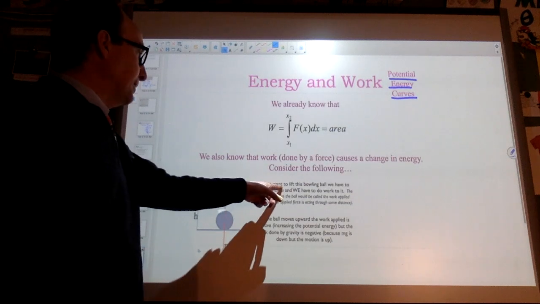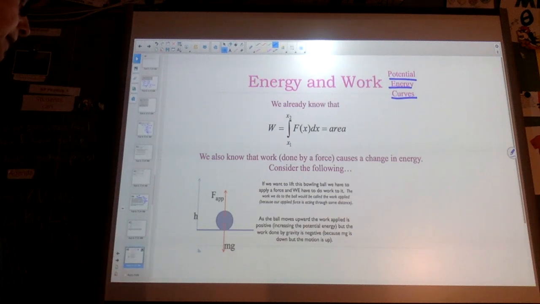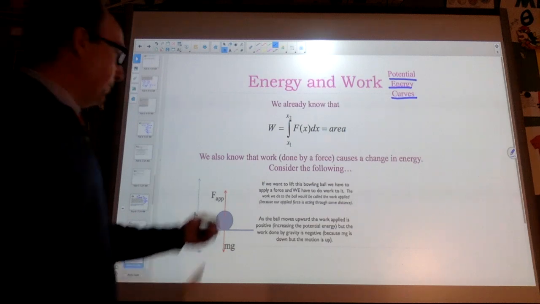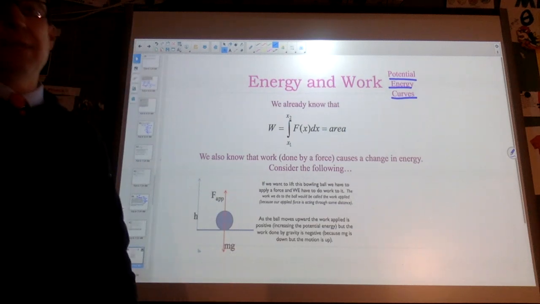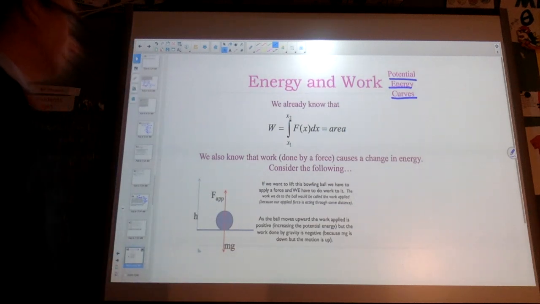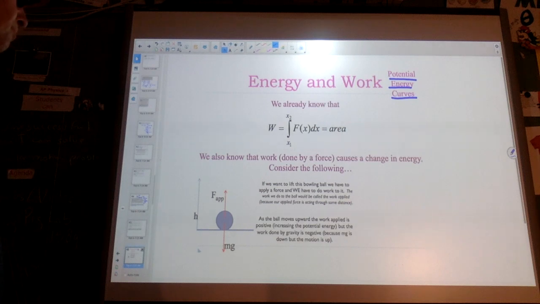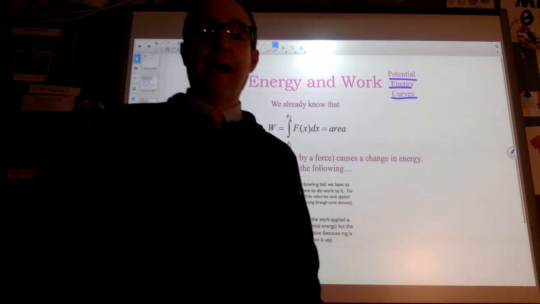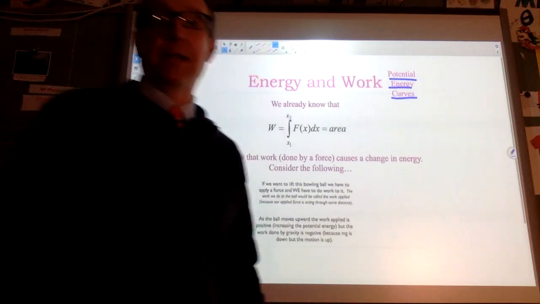So if you wanted to lift a bowling ball, and I did this for you guys, as the ball moves up, it's an increase in potential energy because the work is positive. The work is in the same direction as the displacement. The work done by gravity would be the opposite because the force of gravity is down and the displacement is up.